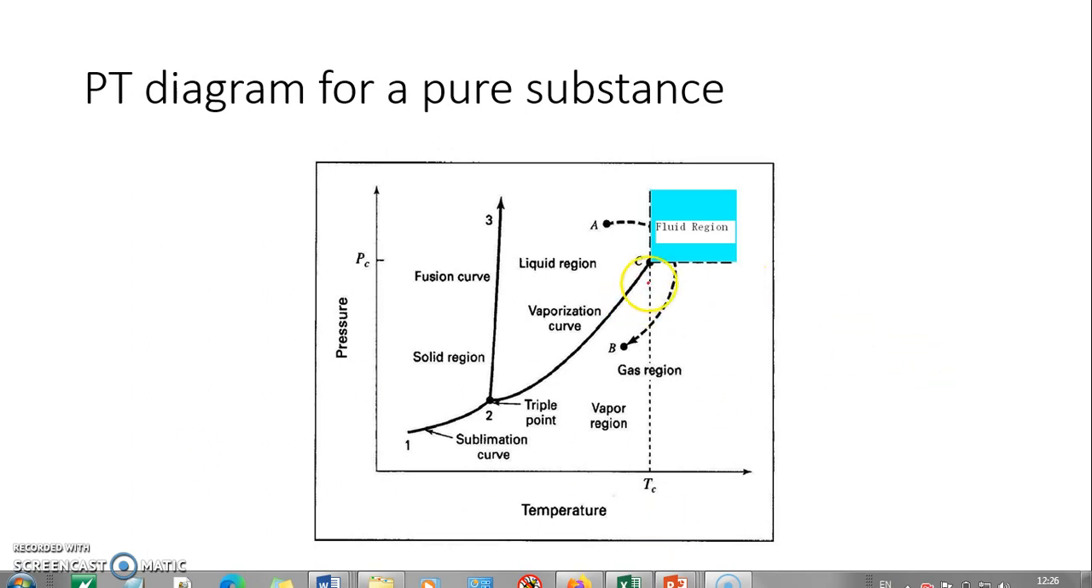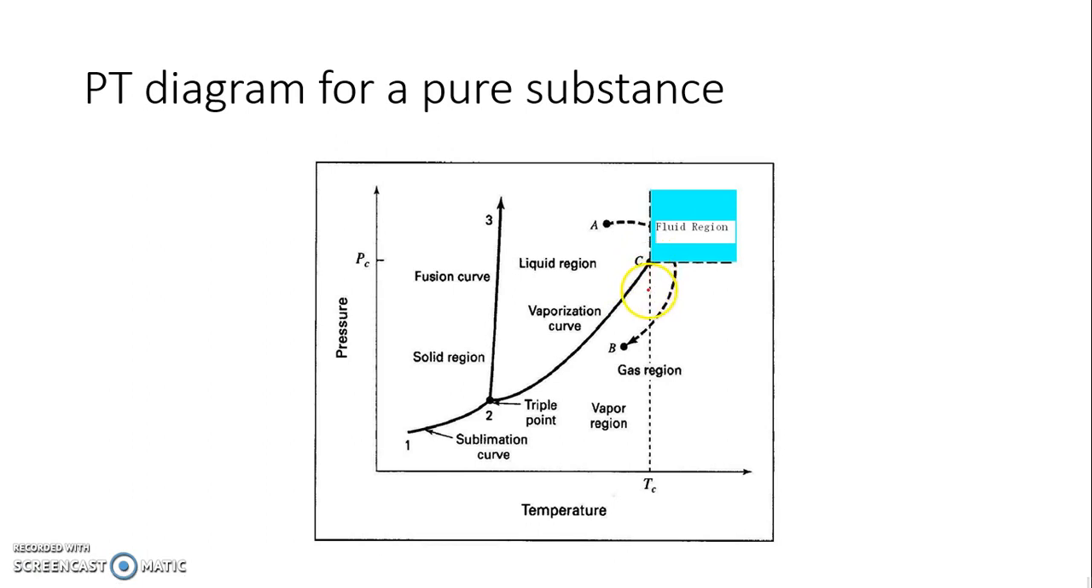Sometimes the region which is mentioned as gas can be divided into two zones. One zone is this, the other is this. This is the zone which, when pressure is increased at a constant temperature, gets converted from vapor to liquid. But if you are here, if you increase the pressure at a constant temperature, you enter into the fluid region.